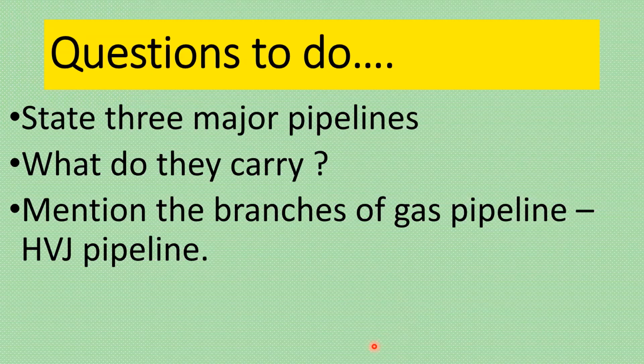Okay, let's answer these questions. State three major pipelines. Number one is Guwahati to Kanpur, number two is Salaya to Jalandhar, and number three is Hajira to Jagdishpur. What do they carry? They carry oil, gas, petroleum, water, milk, and coal in slurry, etc. Mention the branches of the gas pipeline, HVG pipeline: Kota in Rajasthan and Babrala in UP.